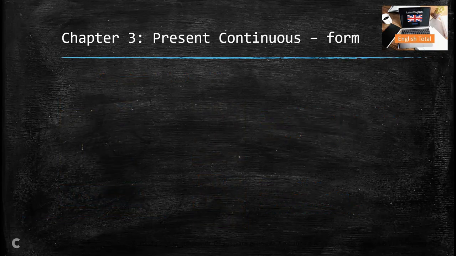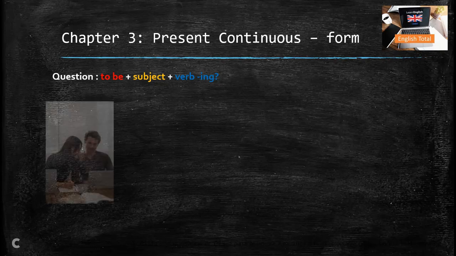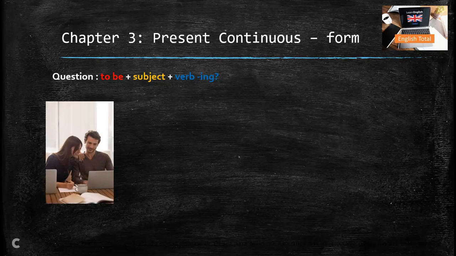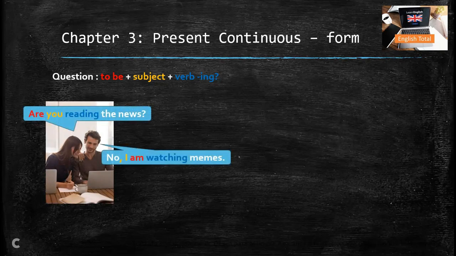Now, let's have a look at question formation in the present continuous. This is the structure for question formation. The question starts with the verb to be, followed by the subject, and then the verb in ing form. Look at these examples. Are you reading the news? No, I am watching memes.